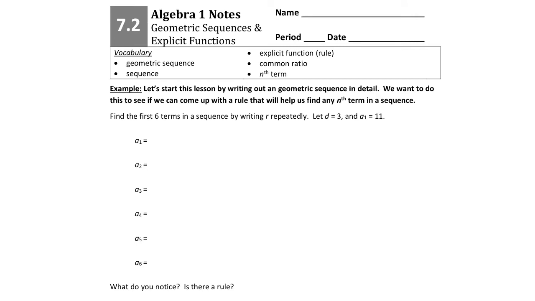Just like we did with arithmetic sequences, we are going to build our explicit rule for our geometric sequences in this lesson. So we're going to start by writing out a geometric sequence in detail, and we want to do this to see if we can come up with a rule so we can find any number in the sequence. As you realize, these geometric sequences get very large very quickly, so it's a good idea to have a way to get right to the value we want rather than having to write a very long list of 25 numbers to find the 25th term.